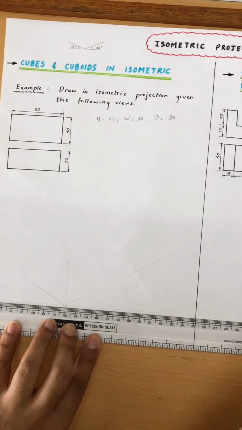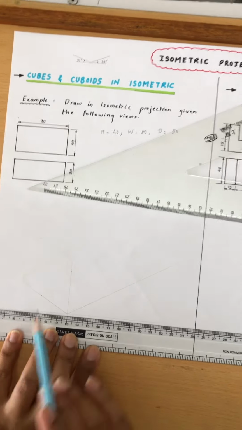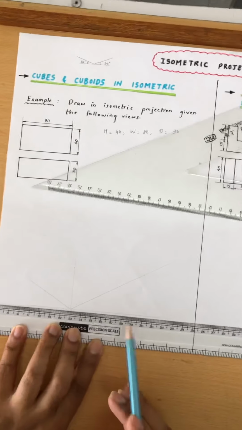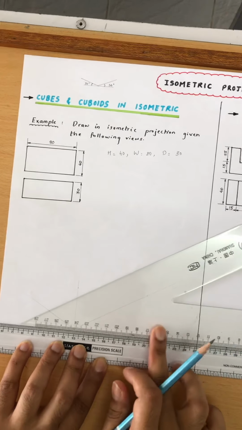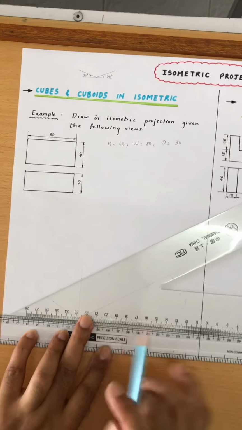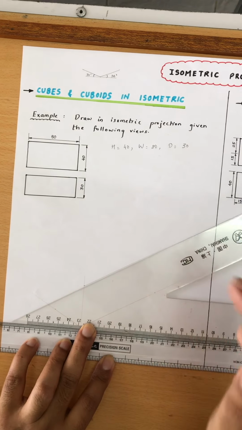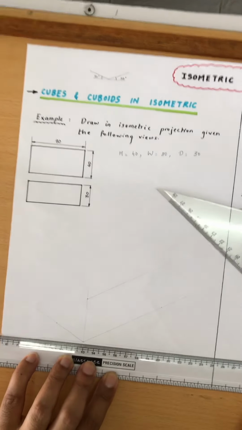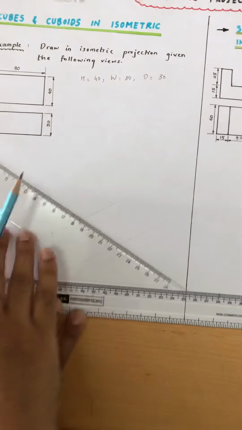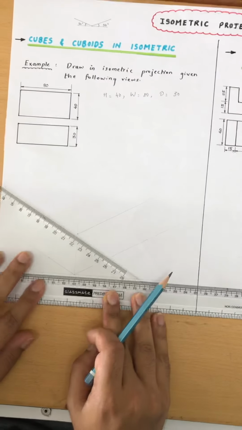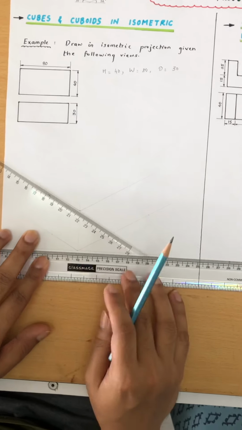And then I'm going to use these 3 reference points in order to complete the cuboid. So I'm going to slide the ruler like this until it reaches this point, and then from here I draw a line like this, and then I turn the set square like this, and then from this point, I draw another line.